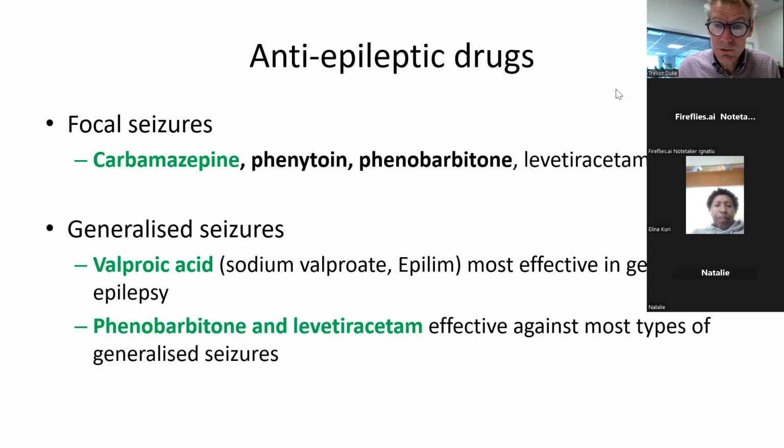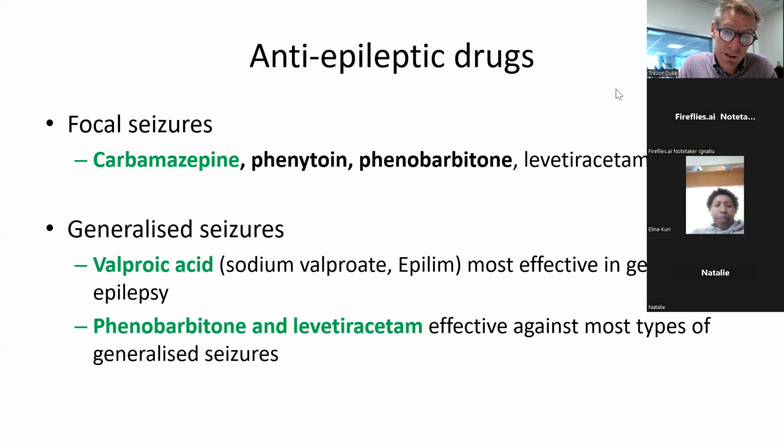I'll just go through this in brief. I've mentioned most of this, but focal seizures are best treated with carbamazepine, but also adequately treated with phenytoin or phenobarbital, and if you can get it, levetiracetam, which is Keppra, which is a newer type of medication. It has been around for a long time, but it's not as widely available. Carbamazepine, though, is a very good treatment for focal seizures.